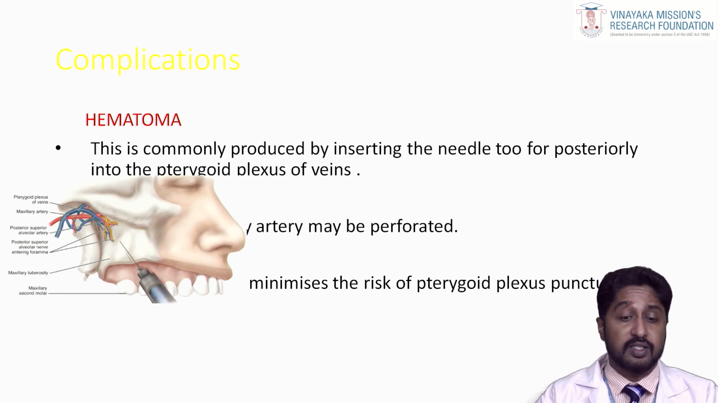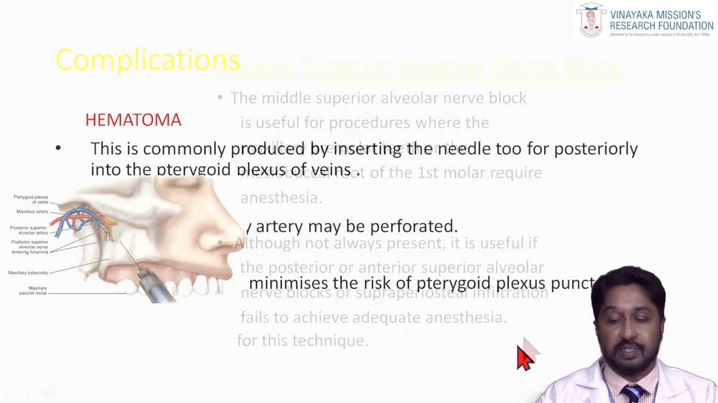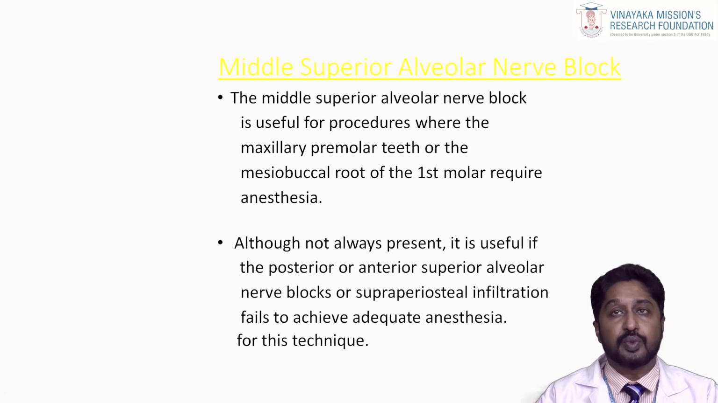So when you are inserting it more posteriorly, then it might injure the pterygoid plexus of veins. So you take a short needle. This minimizes the risk to the pterygoid plexus. The next nerve block that you are going to see is the middle superior alveolar nerve block.